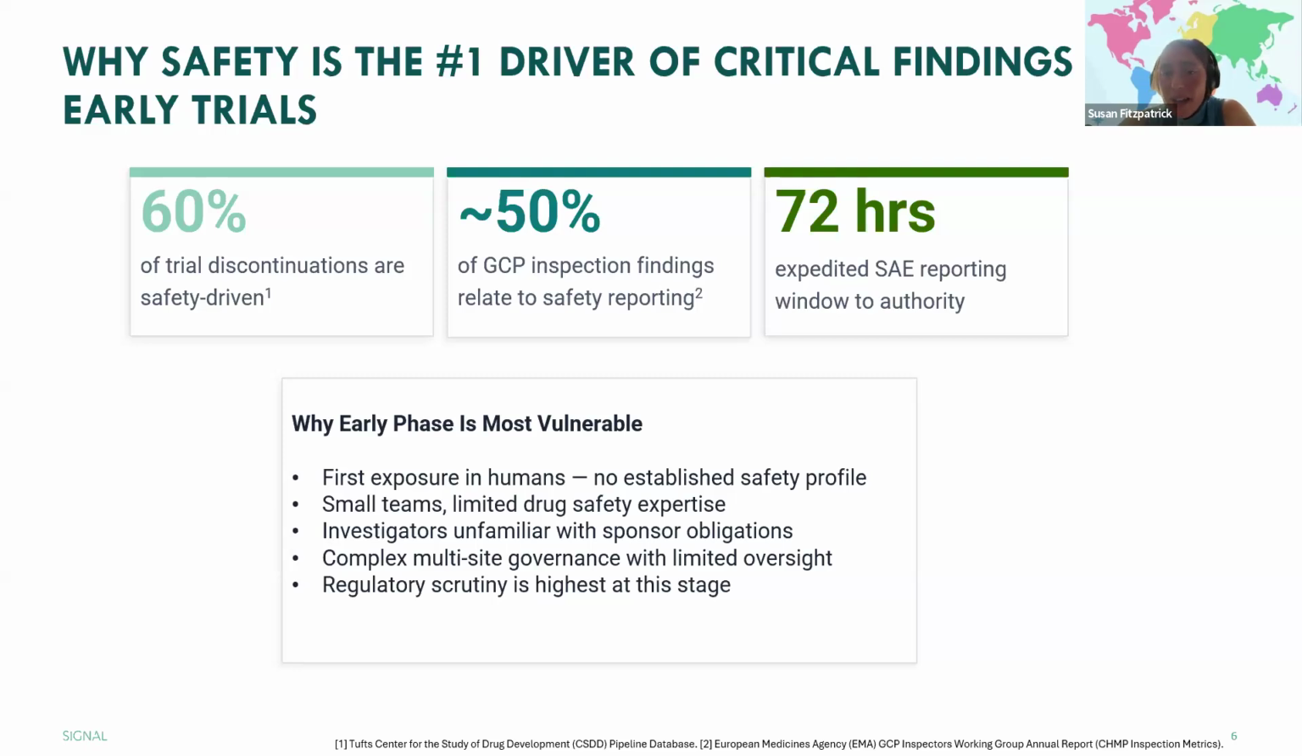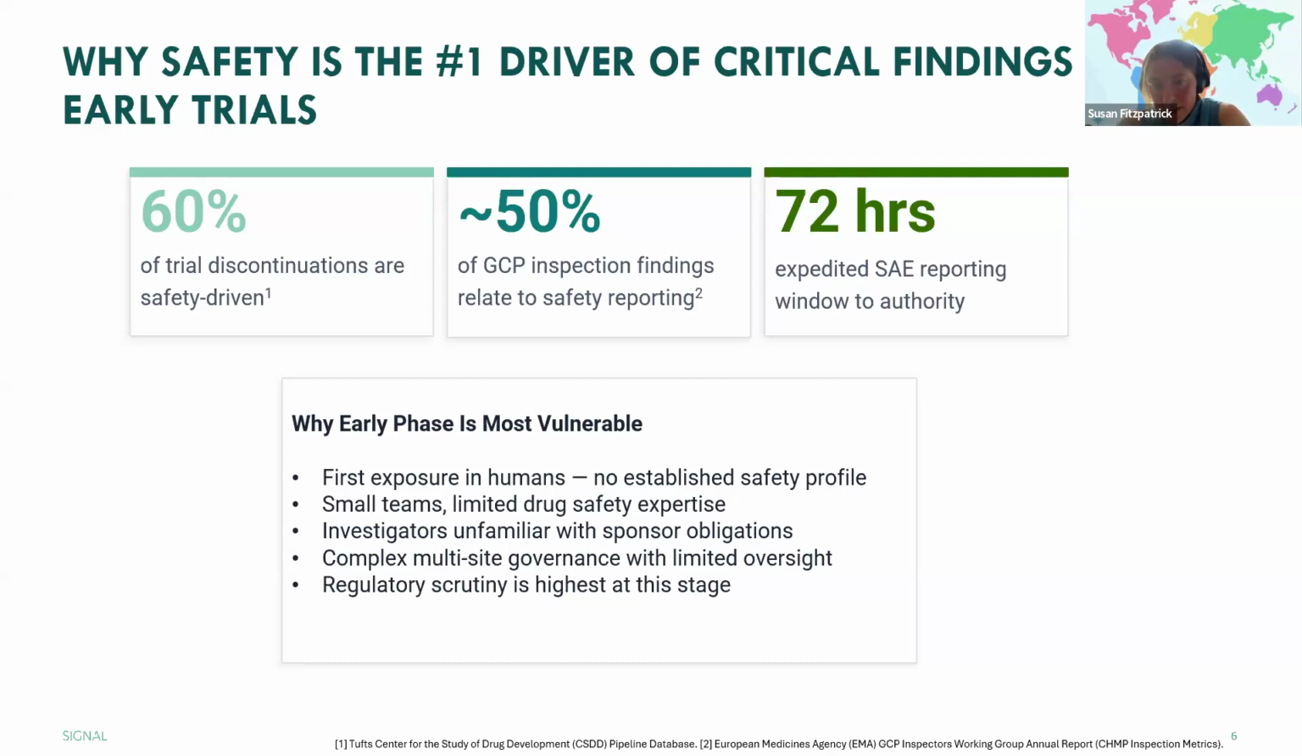And unfortunately, this isn't a hypothetical example. Regulators place studies on clinical hold every year because of safety concerns or deficiencies in the safety oversight. In reality, we often think that clinical trials are paused or stopped because of efficacy concerns. But in reality, safety concerns account for a substantial proportion of trial discontinuations. And deficiencies in safety reporting remain one of the most common findings in our GCP inspections.